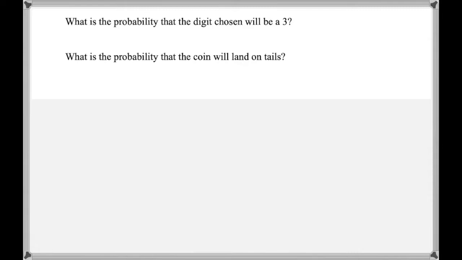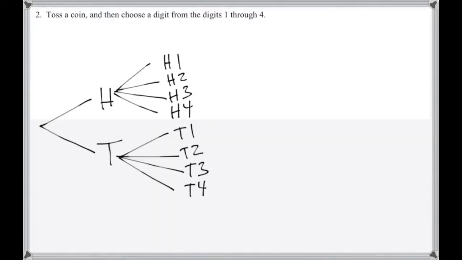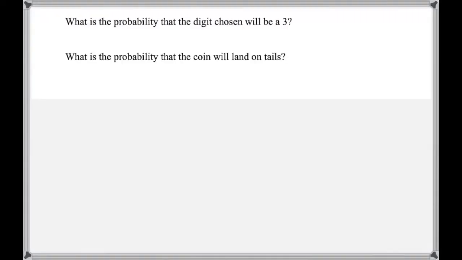What is the probability that the digit chosen will be a 3? So looking at the final column, there are 8 total outcomes, and 2 of the 8 have the digit of 3. So this is 2 over 8, which reduces to 1 over 4.